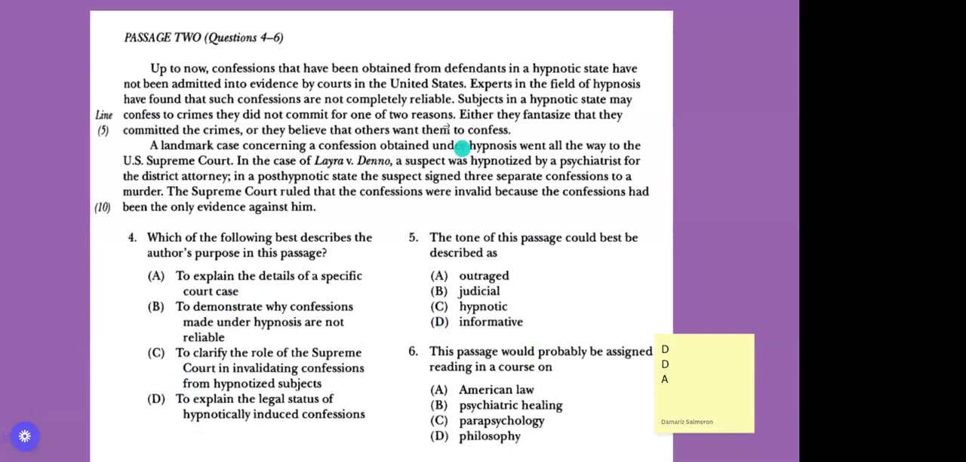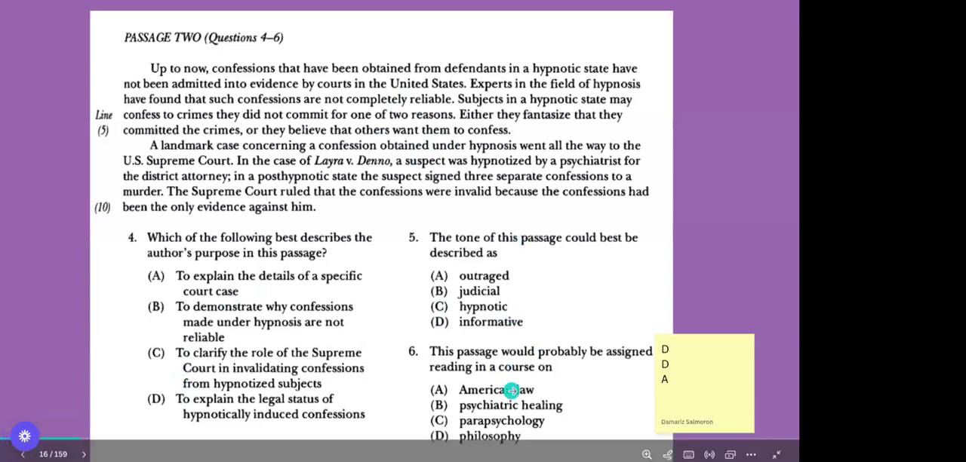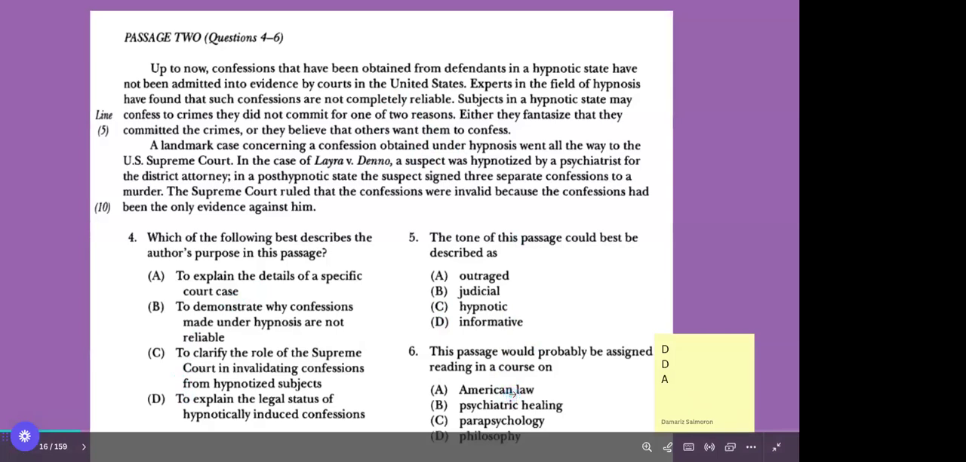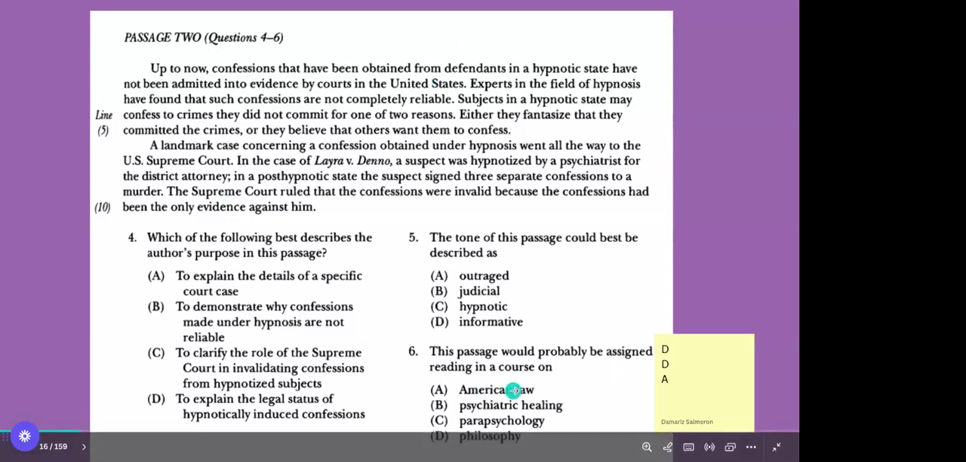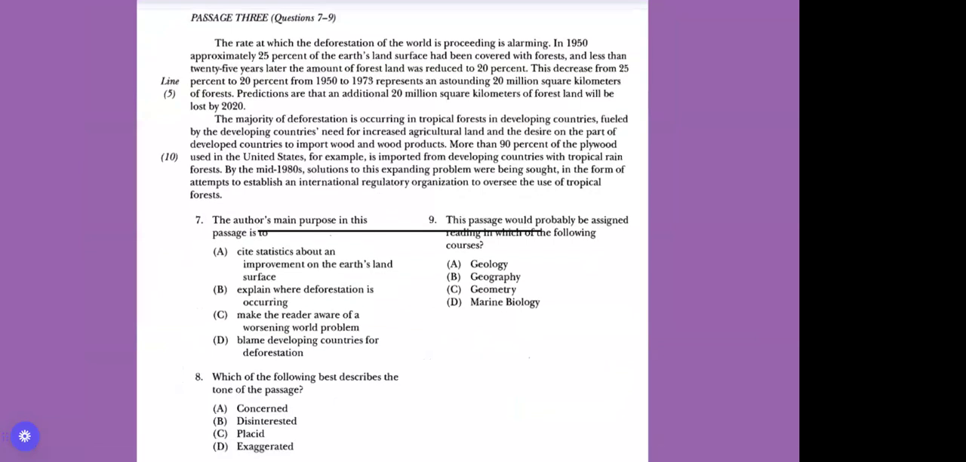If you see, there are no words that really show the author's emotions or feelings. He's pretty much just informing. And finally, letter A, American law. I have keywords like Supreme Court again, United States. Yeah, so pretty much American law. Let's do another one.